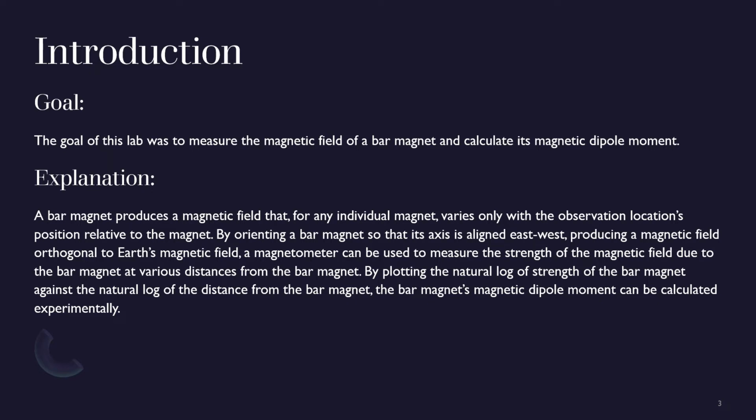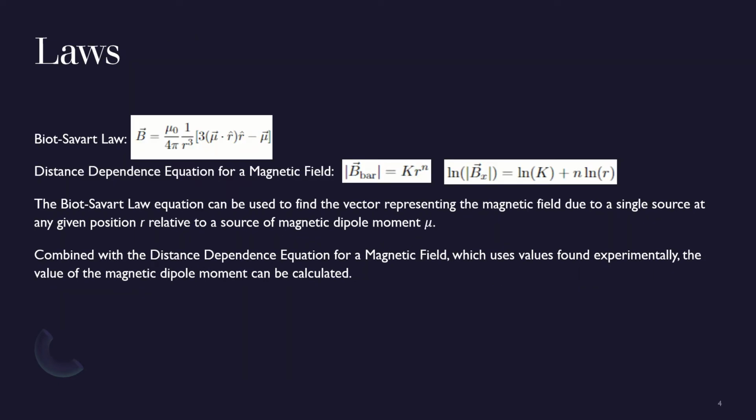By plotting the natural log of the strength of the magnetic field at various positions parallel to the bar magnet against the natural log of the distance between the bar magnet and the magnetometer, the bar magnet's magnetic dipole moment can be calculated experimentally. The two laws most pertinent to this lab are the Biot-Savart law and the distance dependence equation for a magnetic field.